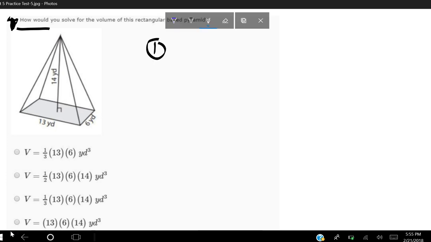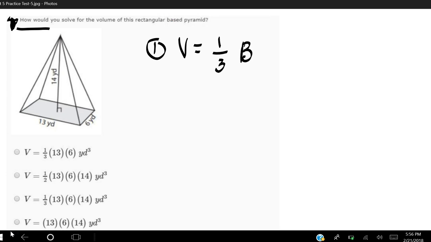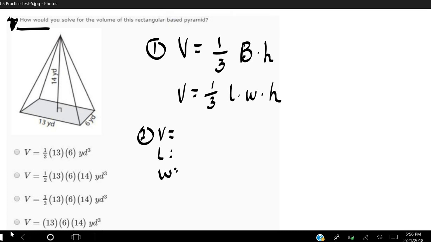This is a rectangular base pyramid. You'll get this formula on your reference sheet. We know the formula is 1/3, and then just in the reference sheet it's base times height. I've taught it to you as it's 1/3 length times width times height. Remember that step 2 is we fill everything in. And I told you label. So we don't know our volume, so I can say V or you can put X. We know our length is 13, our width is 6, and our height is 14.